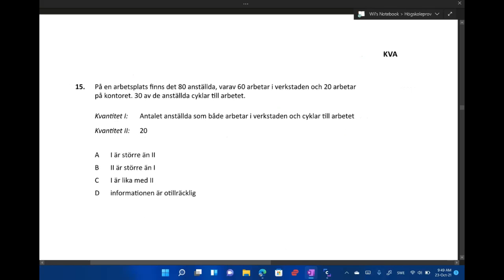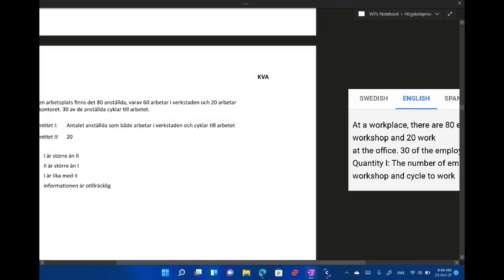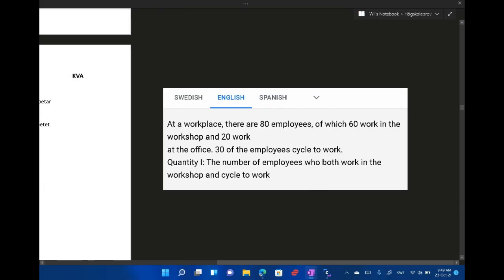All right, so this question here, I had to Google Translate because my Swedish is not the best so far. It says, at a workplace, there are 80 employees, of which 60 work in the workshop and 20 work at the office. All right. 30 of the employees cycle to work. Okay. Quantity 1, the number of employees who both work in the workshop and cycle to work.